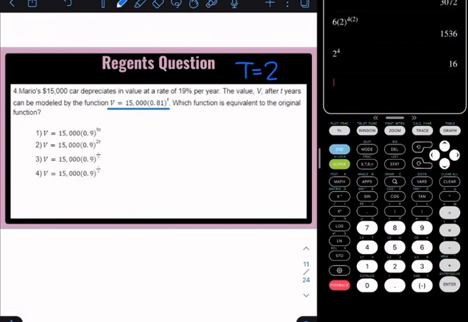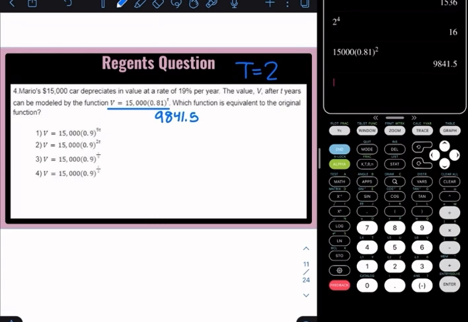So let's type in the problem. 15,000. Then we're going to have 0.81. And instead of t, I'm going to raise it to the 2nd power. And that gives me 9,841.5. And now I'm trying to see which one, when I make t 2, would I also get 9,841.